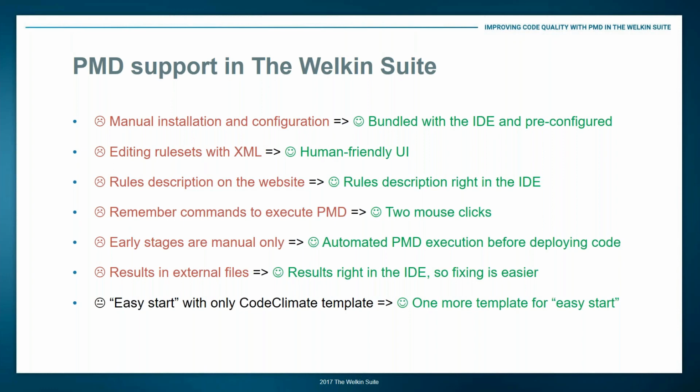Instead of editing rules in XML, you have a pretty great UI which helps you build proper rule sets and use them anywhere, in the Welkin Suite, in your CI, or supply them to third-party services. It's just up to you. In the same UI, you can also see descriptions and examples from the documentation for every rule, because when you're writing rule sets in an XML file, it's pretty hard to switch back and forth between your XML editor and the website with documentation. You also don't need to use any commands or scripts. You just need a couple of mouse clicks to execute the PMD scan.